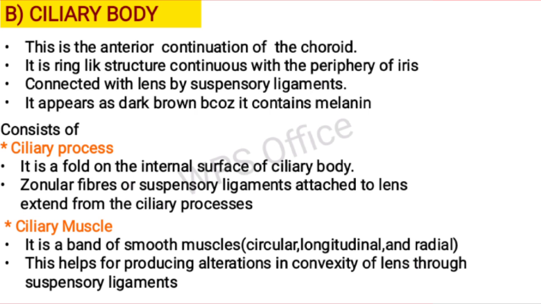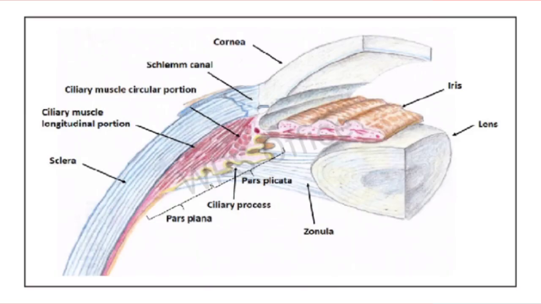So the ciliary process is a fold on the inner surface of the ciliary body, and the ciliary muscles contain bands of smooth muscle, that is circular, longitudinal, and radial. So these muscles help in producing alterations in the convexity of the lens through the suspensory ligaments.